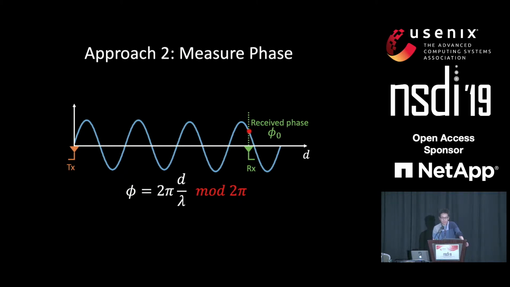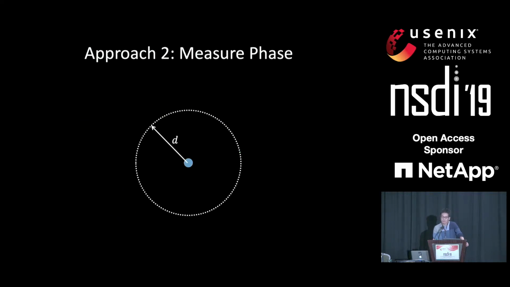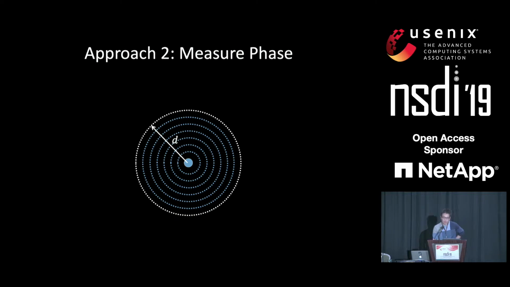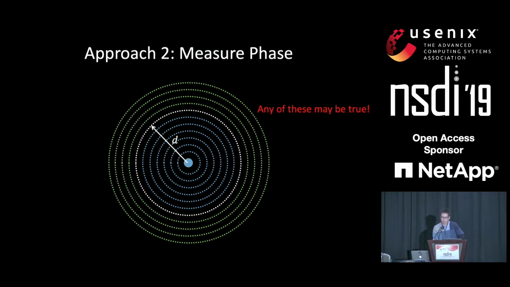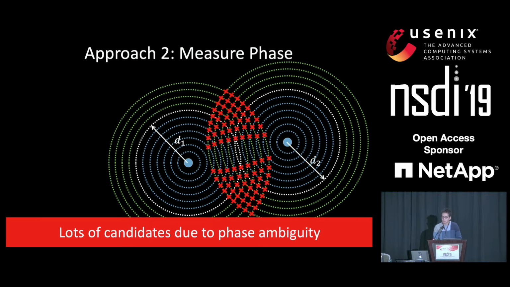Because when you have a modulo 2 pi, it means that for any d plus n lambda, where n is any integer, they will have the same phase as d. What it means is that instead of knowing exactly the distance, you can only know that the distance is within a range of candidates separated by integer multiples of lambda. And the number of candidates is huge. What this means for localization is that instead of being on a circle, you can be on any circle whose radius is an integer times lambda smaller or larger. And if you do this for localization, instead of having only one intersection point, you have a huge number of candidates because of the phase cycle ambiguity, and you have no way to resolve this.